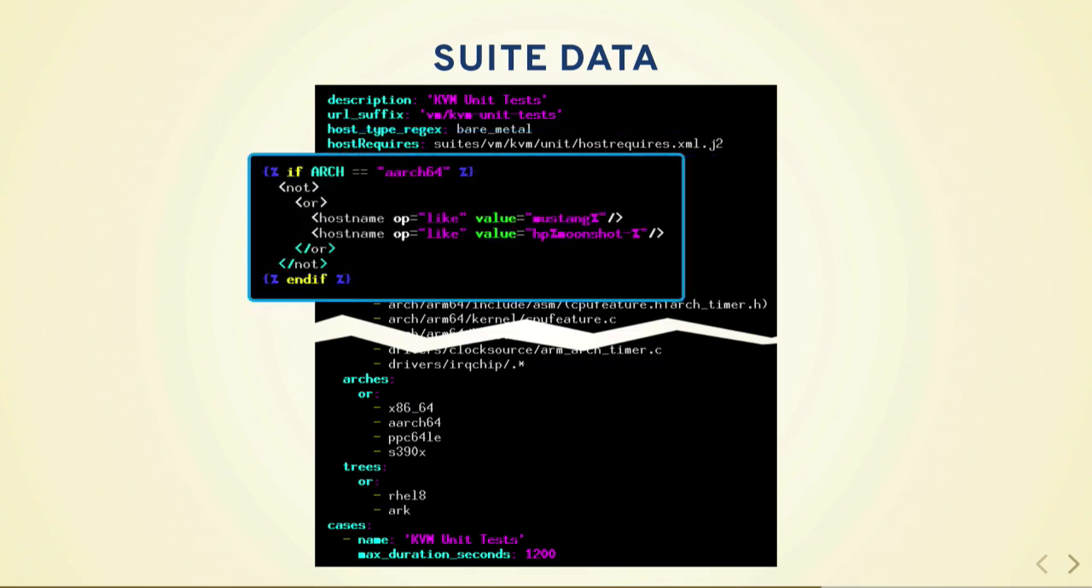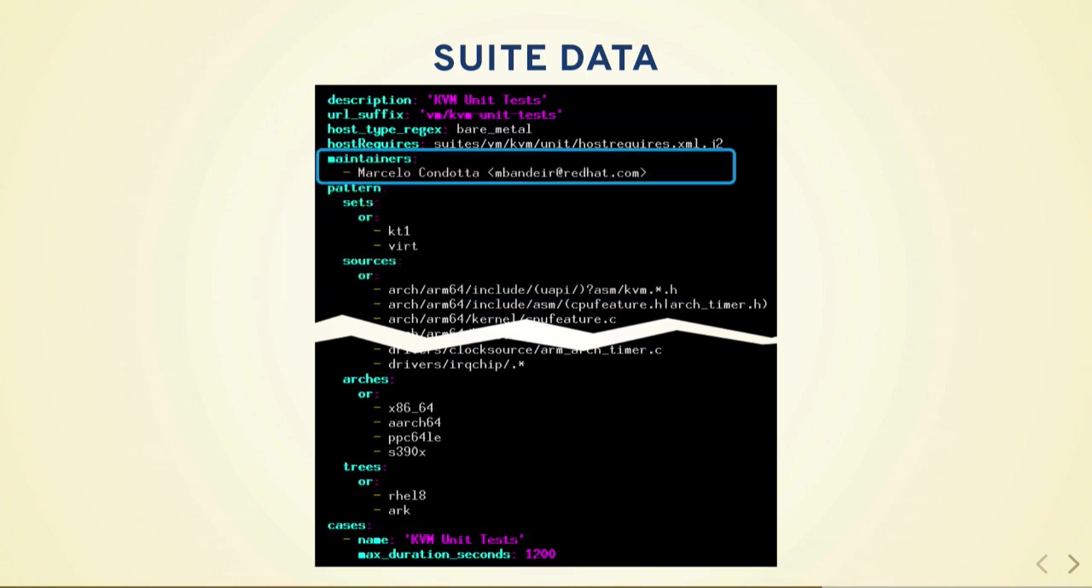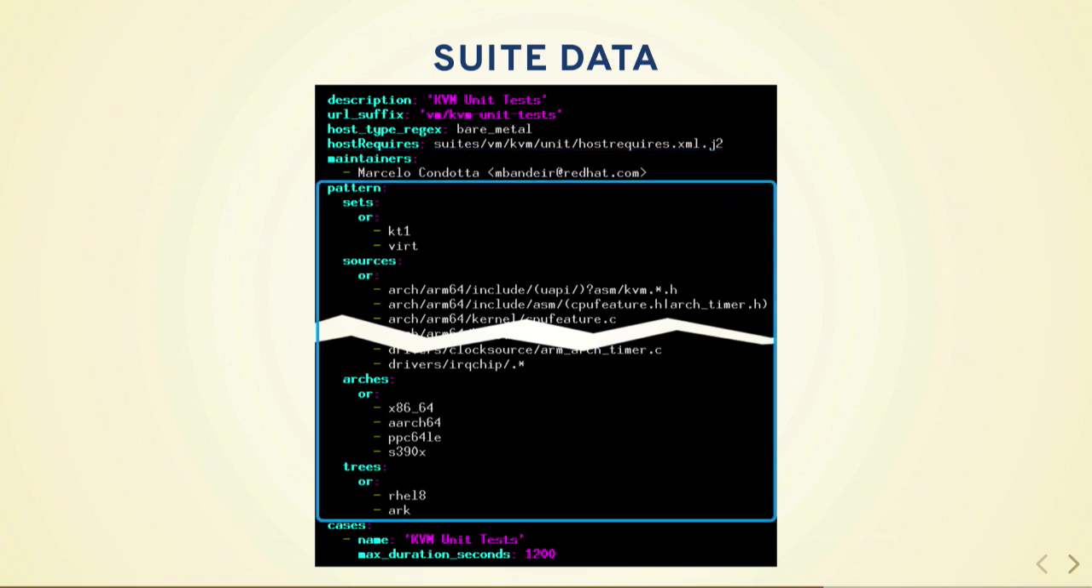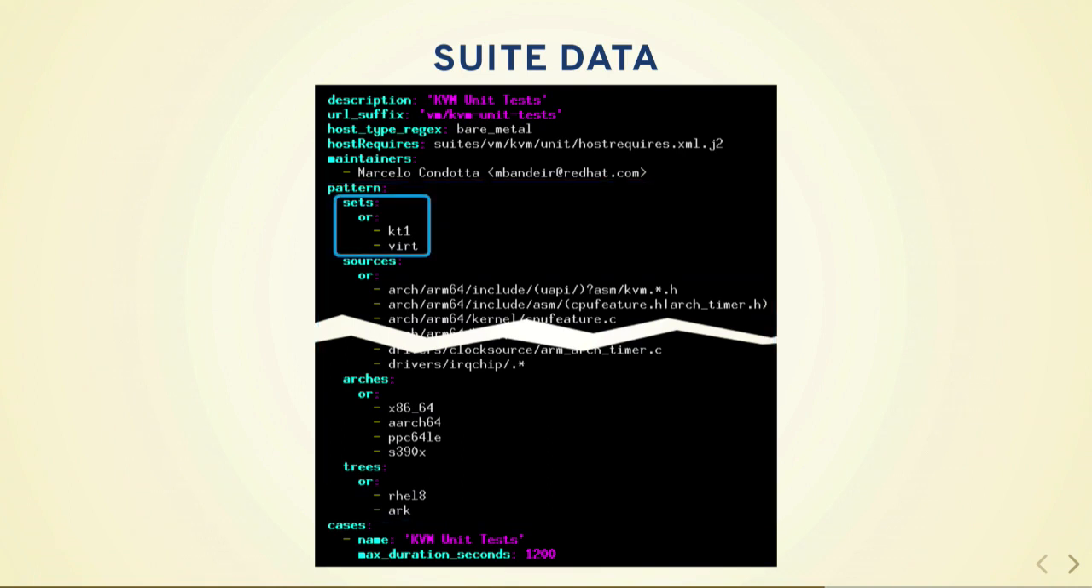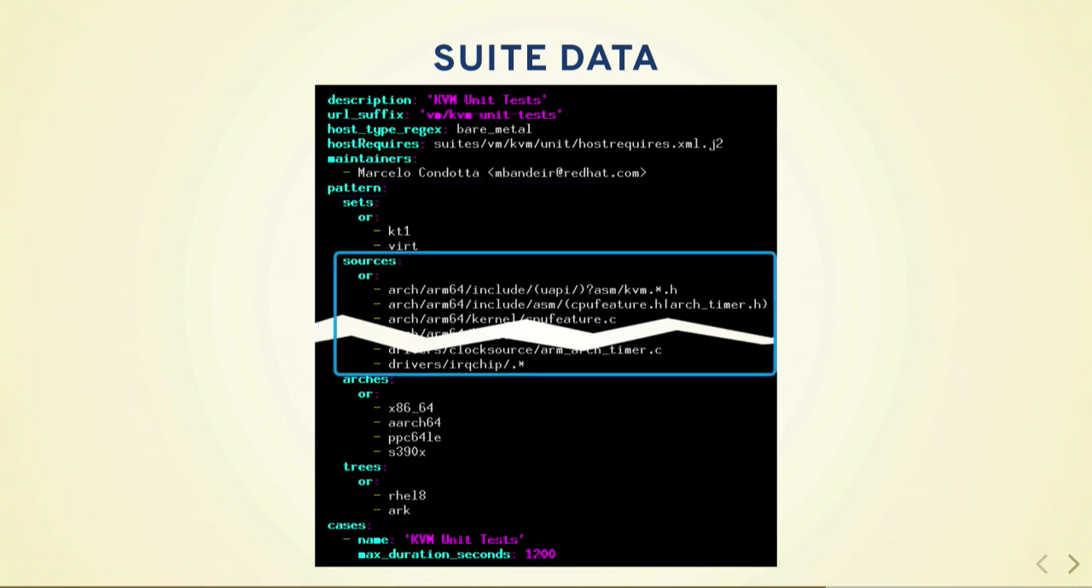You can write something like, okay, I don't want to run on Mustang or HP Moonshot because I don't work there. Then there's, of course, the maintainers, which we need to contact if anything happens, and then there's the sometimes big patterns which describe where a test has to run, like for example, which sets it belongs to, and this is actually a nice feature.